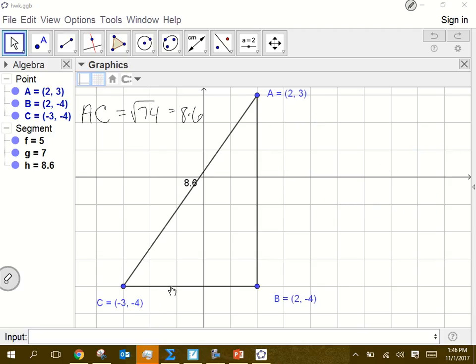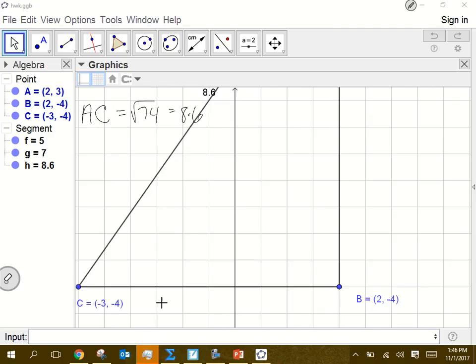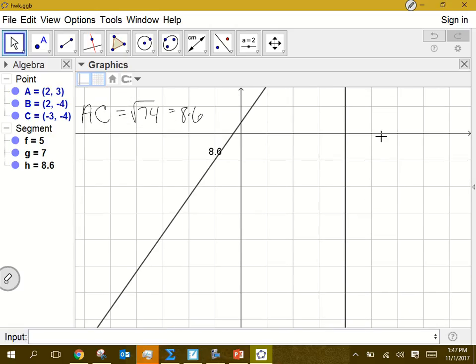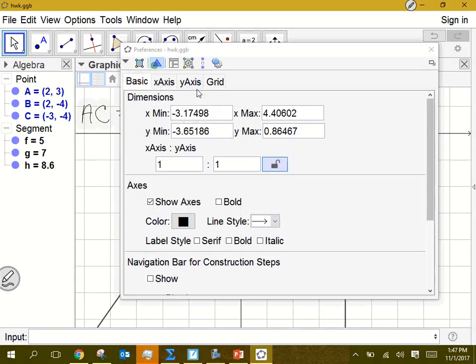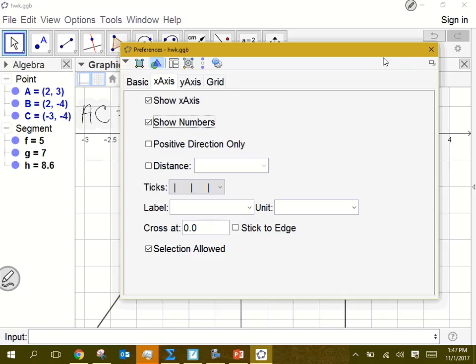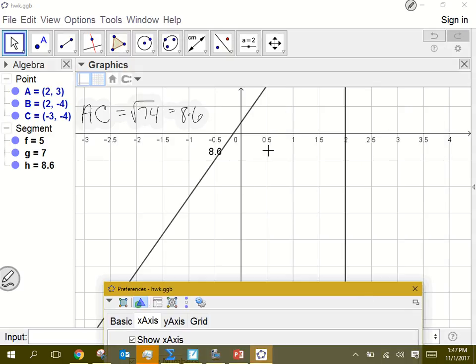Somebody in the last class, I was zoomed in like this, and they said count the boxes. Well, if I count the boxes, 1, 2, 3, 4, 5, 6, 7, 8, 9, 10. Is there a distance of 10 units between x being negative 3 and x being 2? No. Right now you can't see the x-axis. I don't have numbers on it, but if I show numbers, you're seeing that I'm zoomed in, and every line is 0.5. Does that make sense?